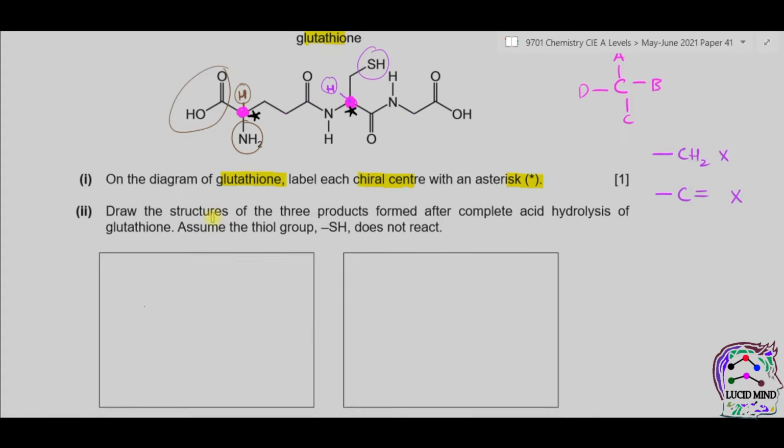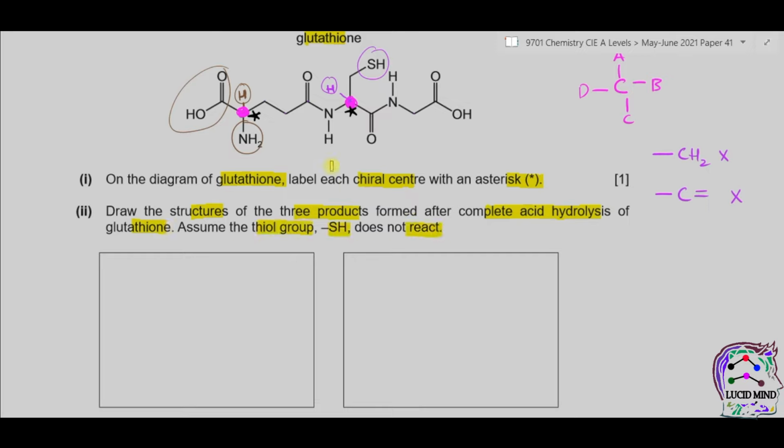Part 2, draw the structures of the 3 products formed after complete acid hydrolysis of glutathione. Assume the thiol group SH does not react. In this given structure, we can see we have this linkage C double bond O NH, which is amide linkage. Again we have C double bond O NH, which is amide linkage. No ester linkage is present. So amide linkage can be hydrolyzed by acid.